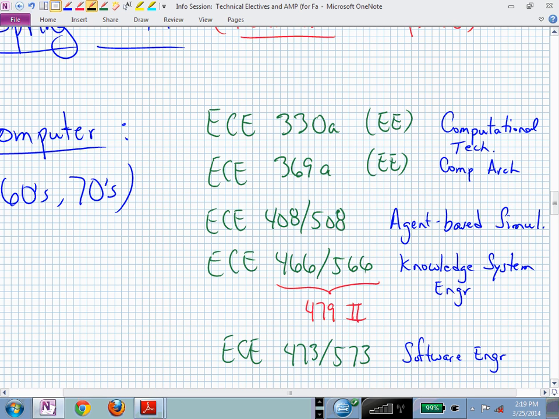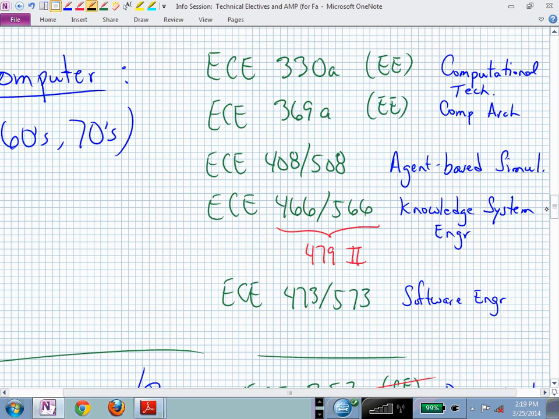369A is computer architecture. Here you have another simulation class of agent-based simulation. So how do ants behave the way they do? I don't know. But maybe you'll learn in agent-based simulation. How do these complex agents function together?